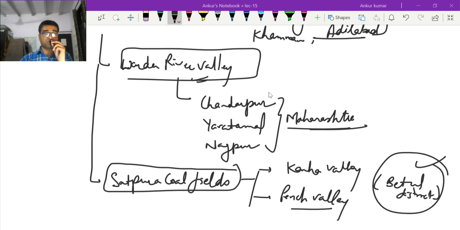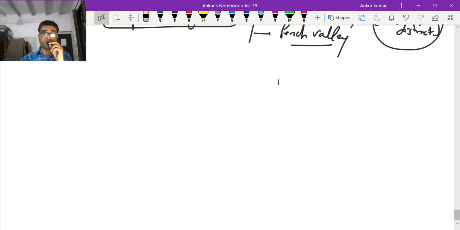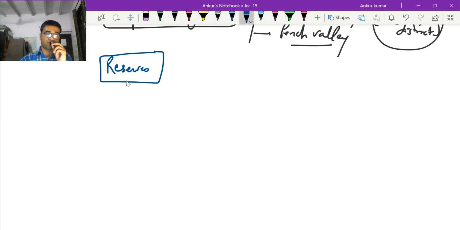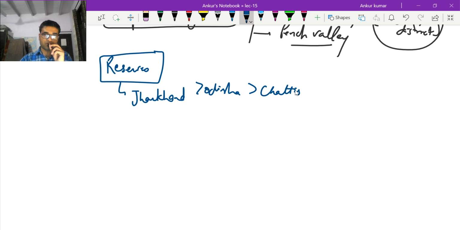Moving on to the next, that is reserves and production जो कि हम करते हैं. So which state produces more and which state has the highest reserve? So in case of reserves, the highest reserve is in Jharkhand. Okay, Jharkhand. After that, it is Odisha, then Chhattisgarh. Okay, after Chhattisgarh, West Bengal.